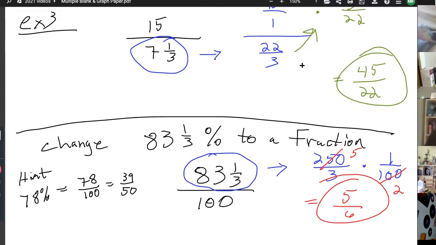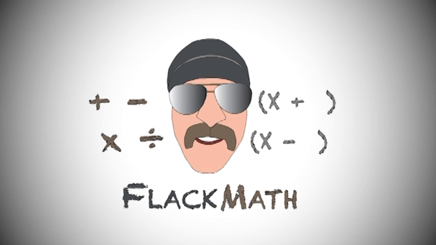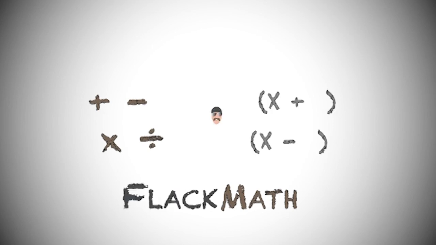Everybody good? I didn't know how to spell 5 6. Well, the number 5/6 works. Oh, okay. All right, so that's all I got. Black math, give me some math and I'll give you some flack. Black math.